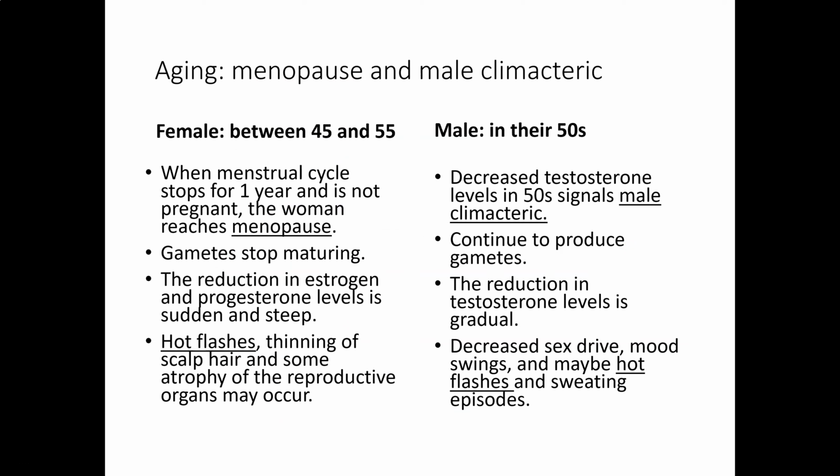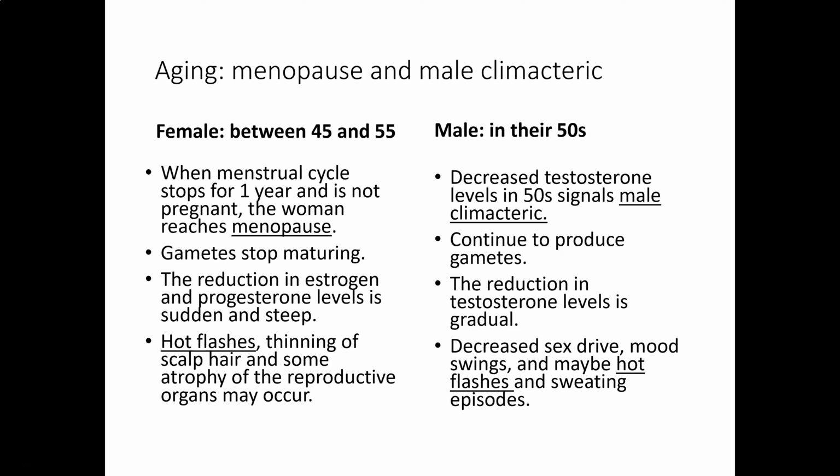So after we talk about how, during development, the internal reproductive system as well as external genitalia become developed differentially, a lot of times you can see this common theme of compare and contrast, right, between the female and male reproductive system. So we're going to do this again in another stage of the development.